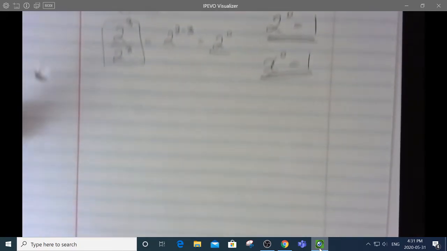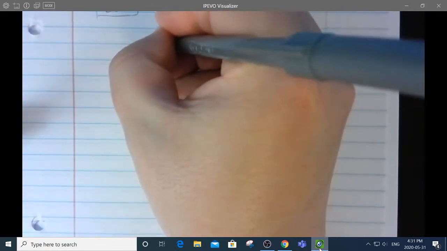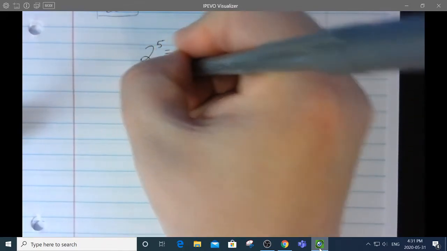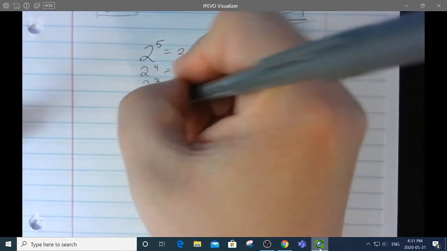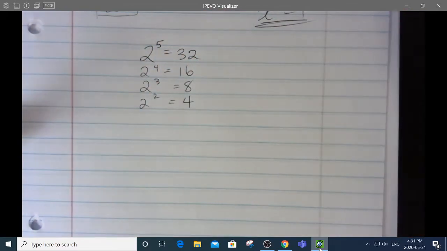The other way that you can show as a proof is more of a pattern. And I always like this. Again, I'll stick with a base of 2 because it's easy to think about. 2 to the 5 is 32. 2 to the 4 is 16. 2 to the 3 is 8. 2 squared is 4. Okay, let's stop for a second.